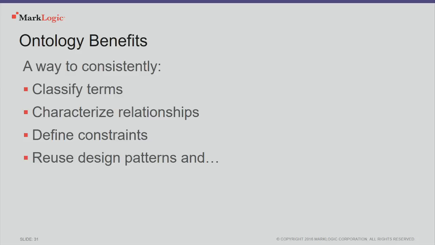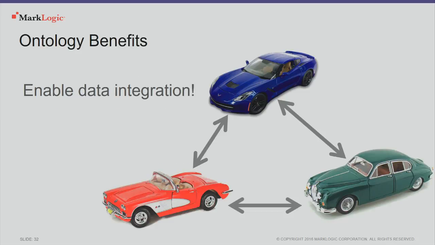So just to sum things up, ontologies help us model our data consistently, classify terms, characterize relationships, define constraints, and reuse design patterns. You're not reinventing the wheel, right? And you're leveraging a bunch of great information, in Geonames, all the geotagged, the latitude, longitude information. And really, when you bring that all together, it's enabling easier data integration. And I'll turn it back to Charles.